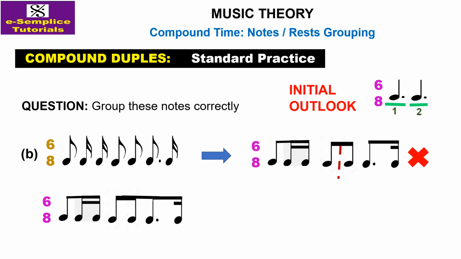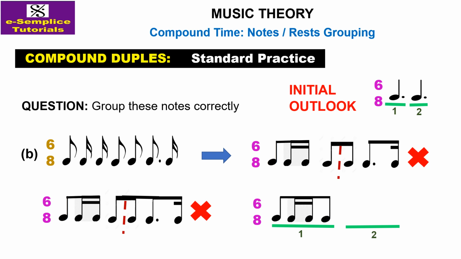Take a look at this grouping. Is this right or wrong? It is wrong. The middle of the bar is blocked. What is the correct way? Beat 1, beat 2. Fill in beat 1 first from the group of notes you were given. Now, if you group it this way, you'll have your first beat, a dotted crotchet, complete, and the second beat complete. The middle of the bar is open. This is correct standard practice.